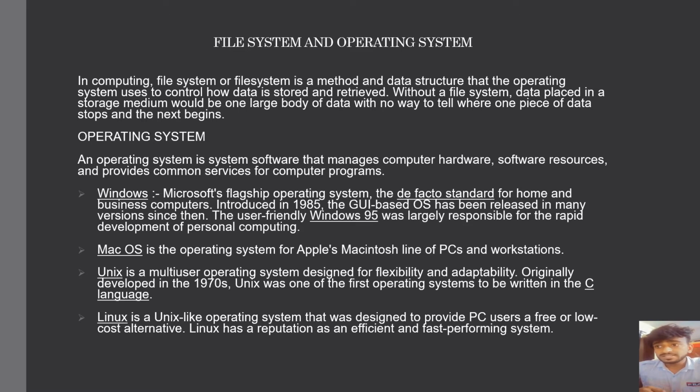For instance, here is operating system. Operating system is a system software that manages computer hardware and software resources and provides common services for computer programs. There are different types of operating system like Windows, Mac, Unix and Linux.